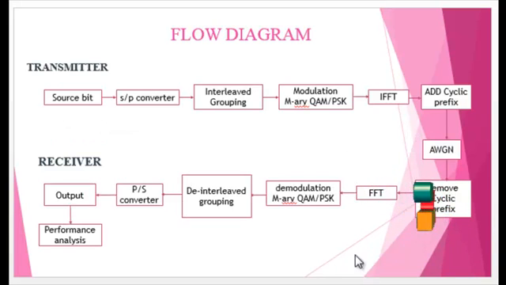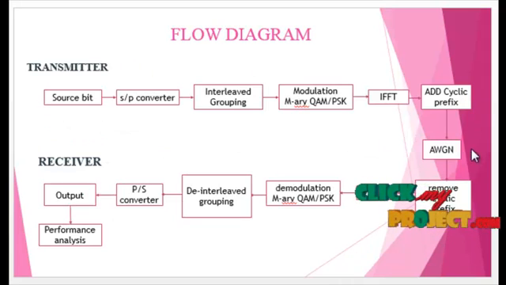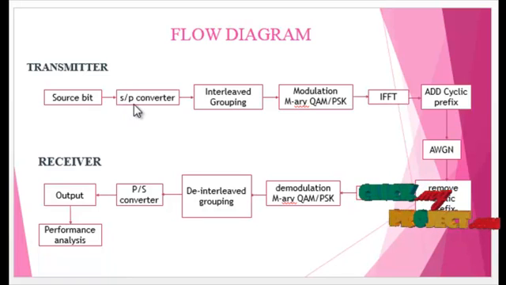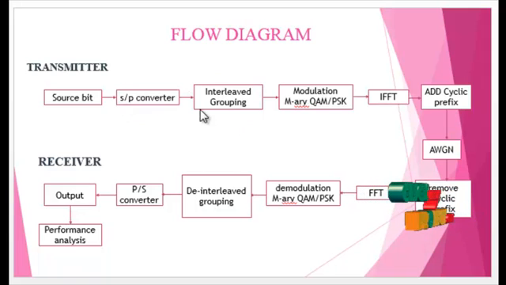Let's discuss the flow diagram of the product. This is the transmission section and this is the receiver section. In the transmission section, the source bits are split by a serial to parallel converter and then interleaved grouping is performed. Serial to parallel and parallel to serial converters are functional blocks commonly used in high-speed communication to compensate for limited input or output. These blocks convert data between serial and parallel interfaces in each direction. The parallel converted data then undergoes interleaved grouping. Interleaved grouping can benefit from frequency selective fading, which brings frequency diversity gain to OFDM.